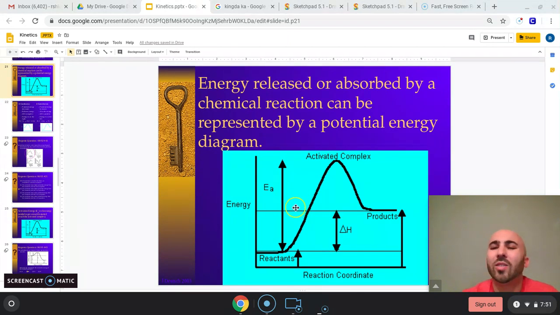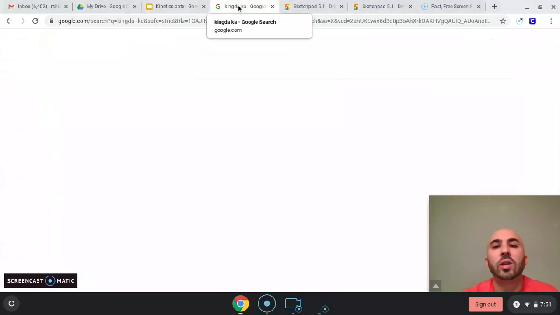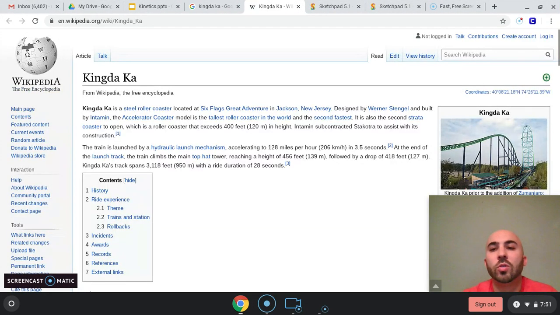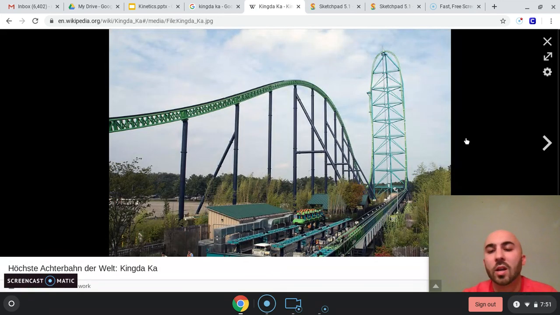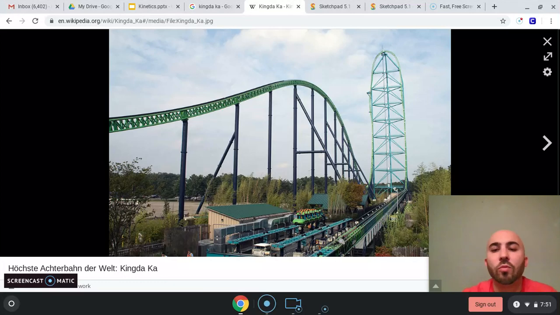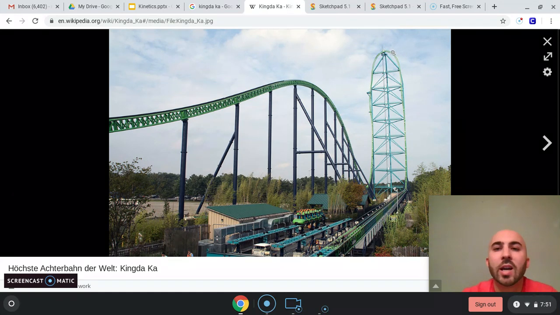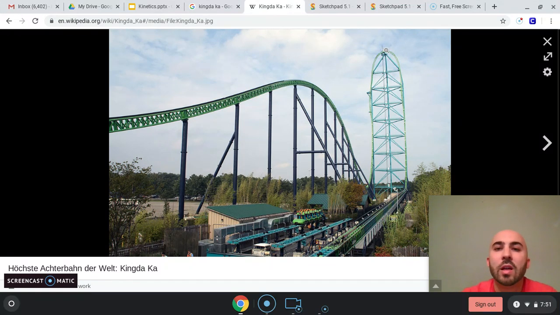The way that I like to think of a potential energy diagram is actually with the roller coaster Kingda Ka. For those of you who are familiar with it, Kingda Ka is this massive, massive roller coaster. You start down here, and the roller coaster slingshots you all the way up this giant curve until it gets to the very, very top. Then up at the top, it will drop you this way.